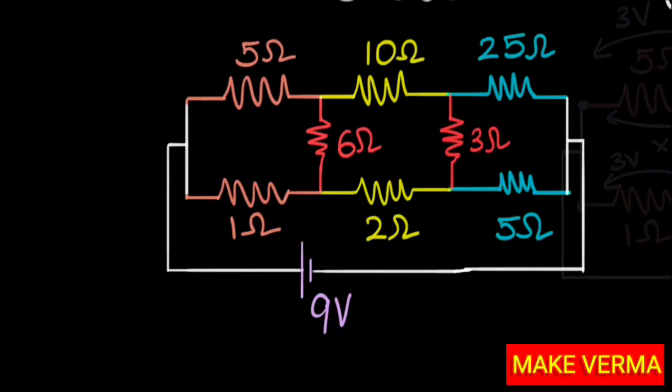Alright, let's see. We can apply the same logic. The first step is to neglect the resistances and then see how the voltage gets divided. Now notice that the ratio of the resistances here is exactly the same as over here. 1 is to 2 is to 5, 1 is to 2 is to 5, which means the voltages will also get divided similarly, right? And therefore, the voltage drops will be the same, just like before.